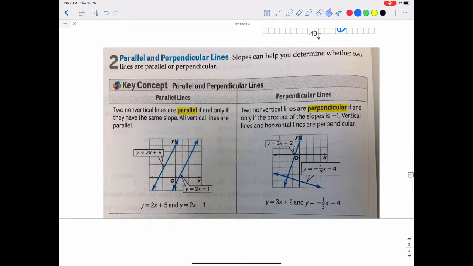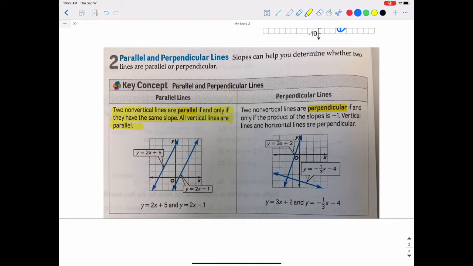Moving down here, a couple of different questions you might get. Going to have to think back to geometry here. Parallel and perpendicular lines. Two non-vertical lines are parallel if and only if they have the same slope. All vertical lines are parallel.